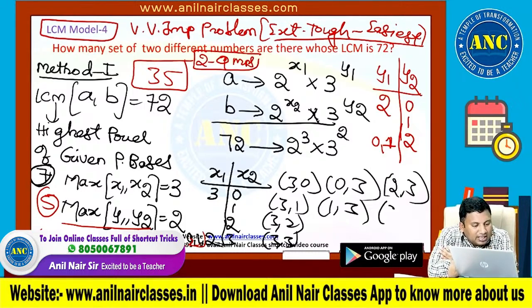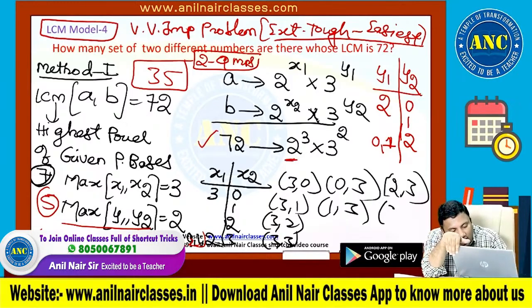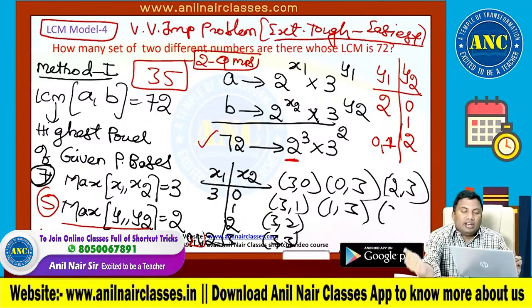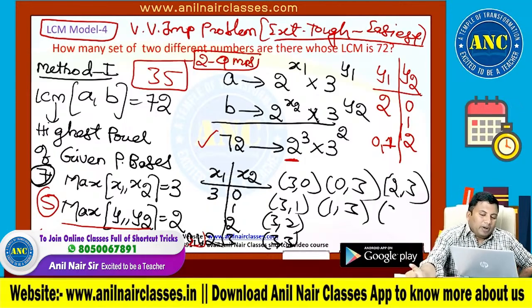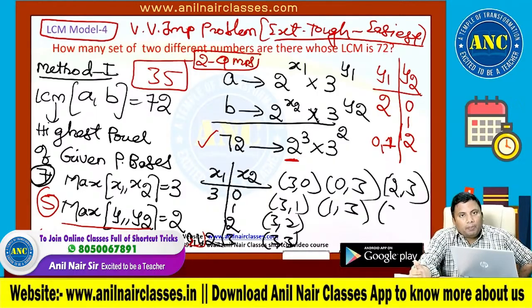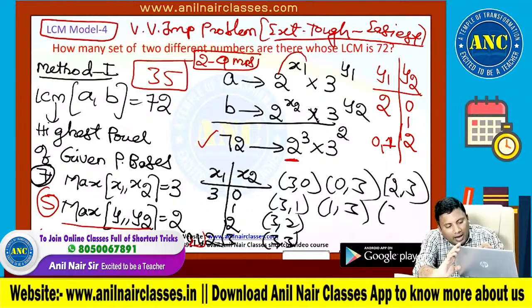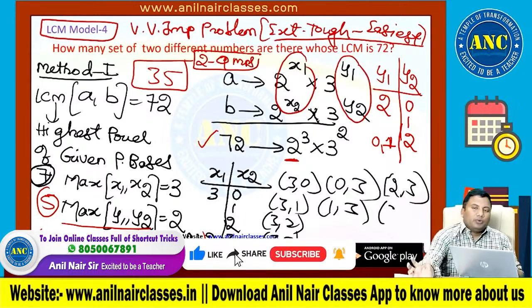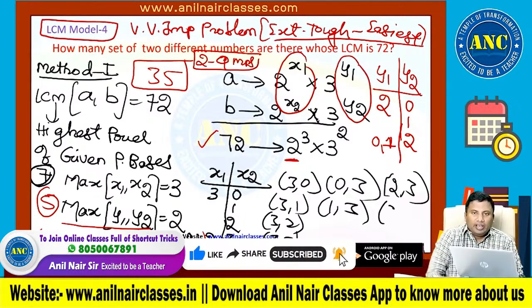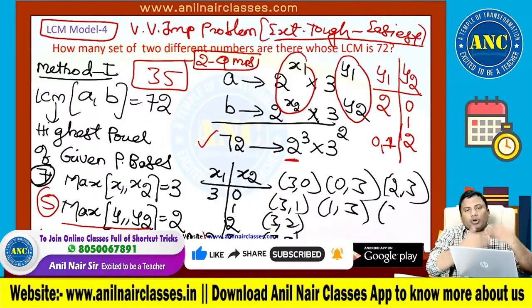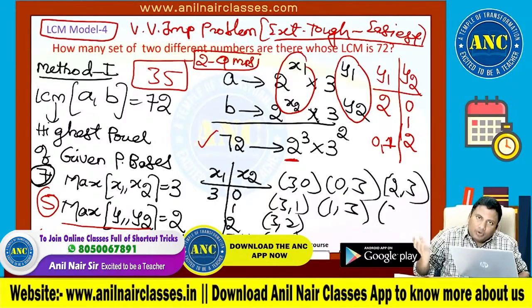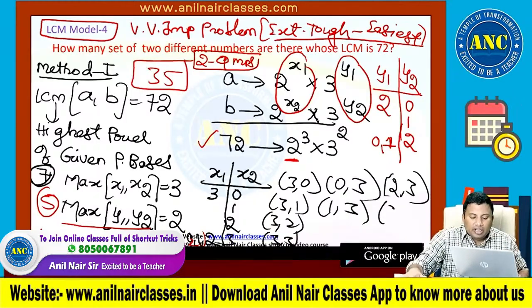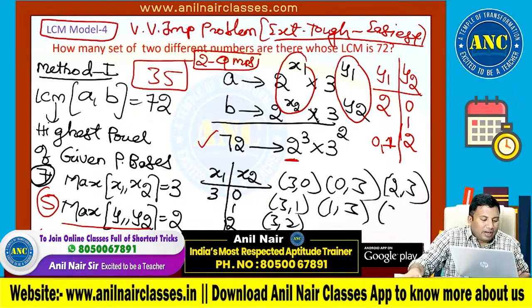LCM of two numbers is 72. Step number 1. 72 is 2 power 3 into 3 square. Because the answer contains 2, the question also contains 2. 2 power x1 into 2 power x2, 3 power y1 into 3 power y2. Maximum of x1, x2 is 3. Maximum of y1, y2 is 2. If x1 is 3, x2 can take 0, 1, 2, 3. If x2 is 3, x1 can take 0, 1, 2. Similarly for y1 and y2 too.